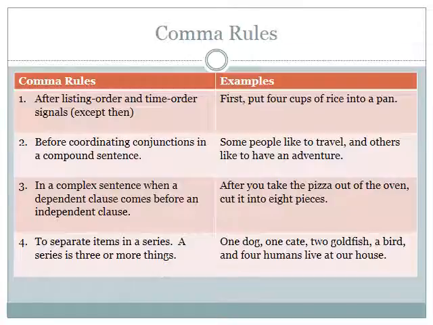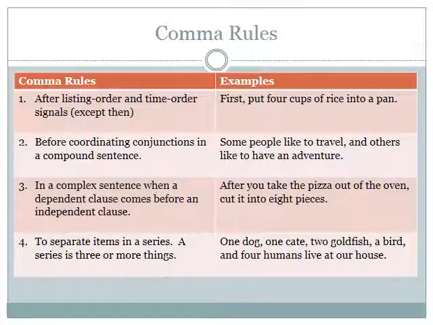The next one, and this one you have to do, there's no choice with this one, but with coordinating conjunctions in a compound sentence. A compound sentence has to have the comma and the coordinating conjunction. If you're missing the comma, it's not correctly punctuated. So some people like to travel, comma, and others like to have an adventure.